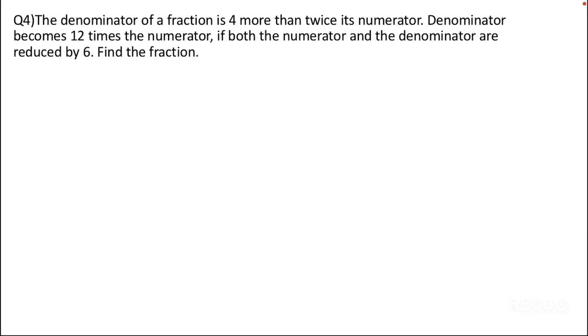The denominator of a fraction is 4 more than twice its numerator. Denominator becomes 12 times the numerator. If both the numerator and denominator are reduced by 6, find the fraction.